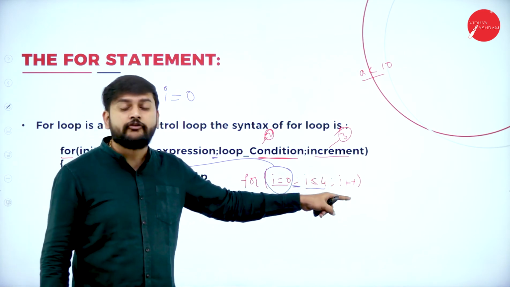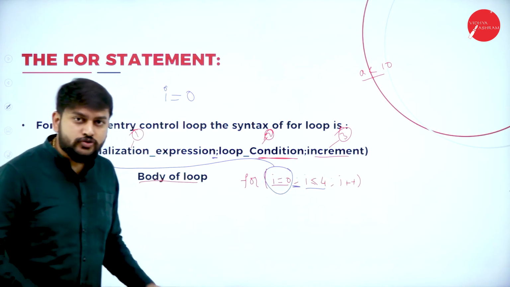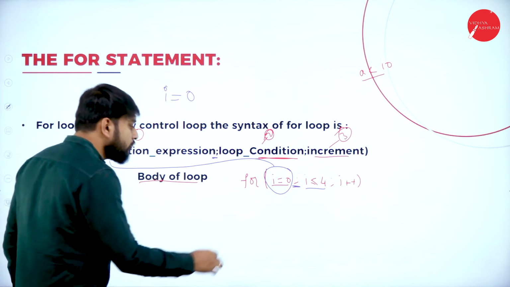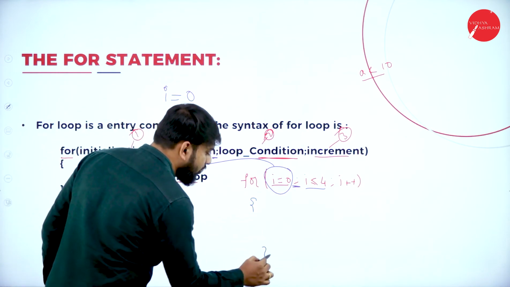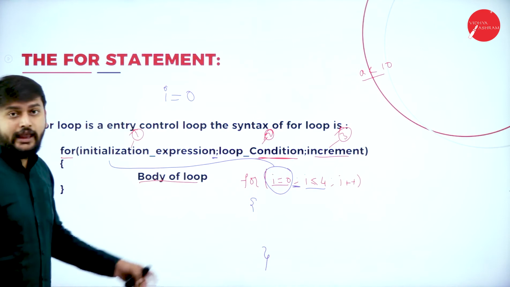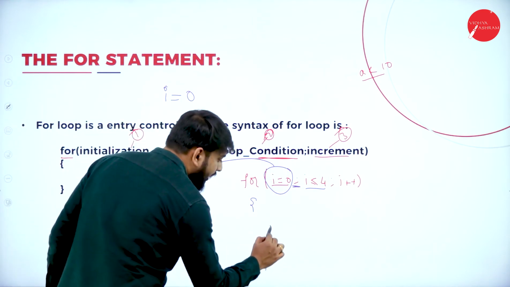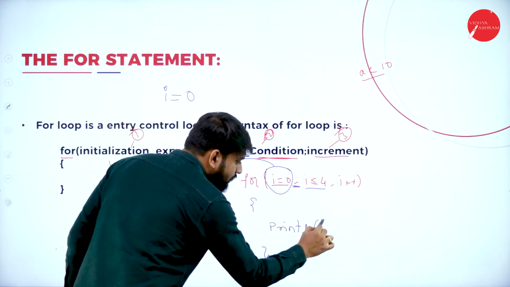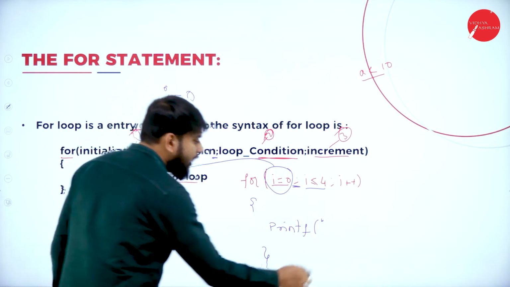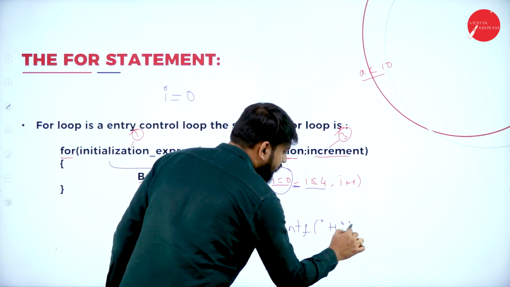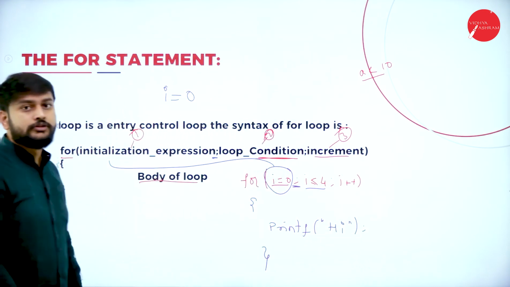Then after that, what do I have? i plus plus. So i plus plus is an increment. Now let's see how exactly we are doing this. This is an open flower bracket and a closed flower bracket. Inside, I have printf, and inside this, let me just give "hi". Okay, so this is what I have now.